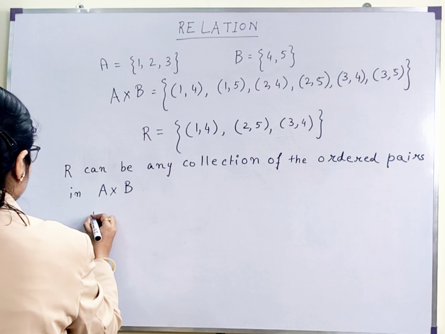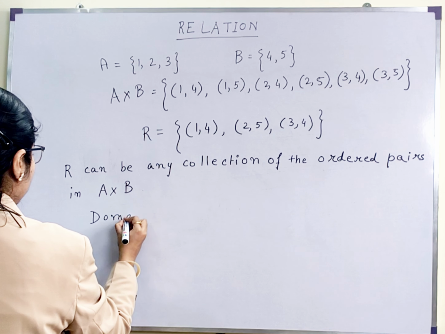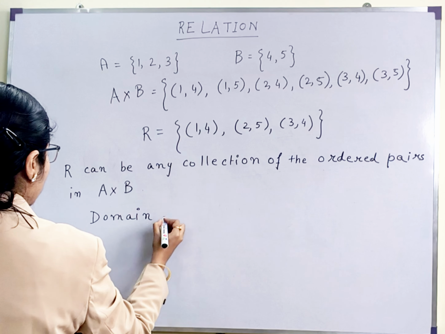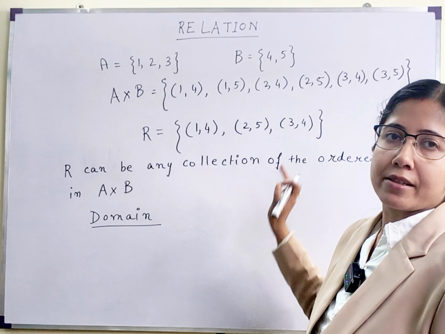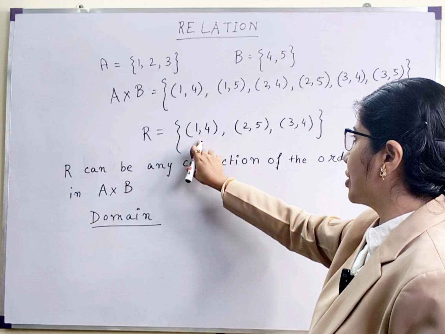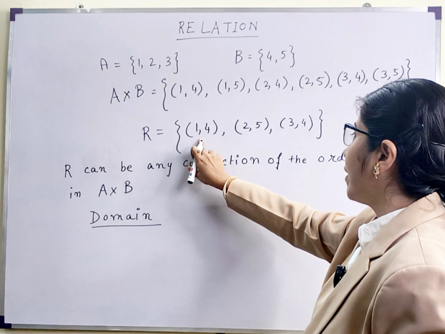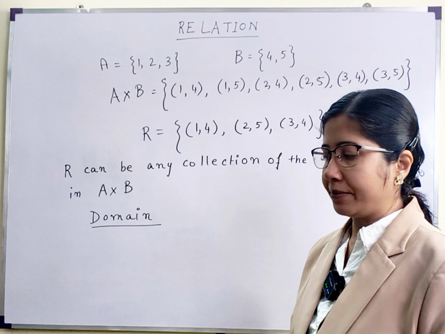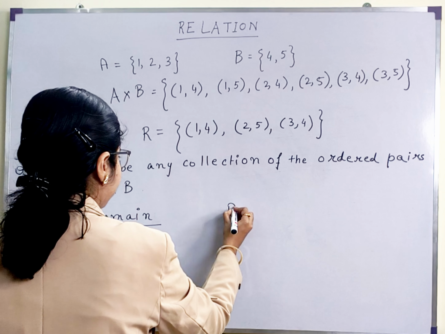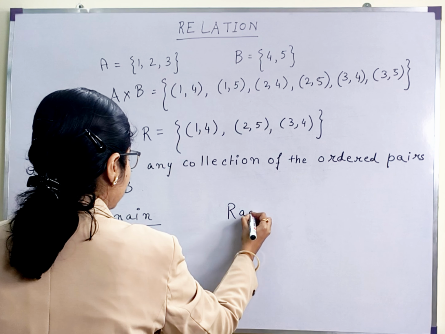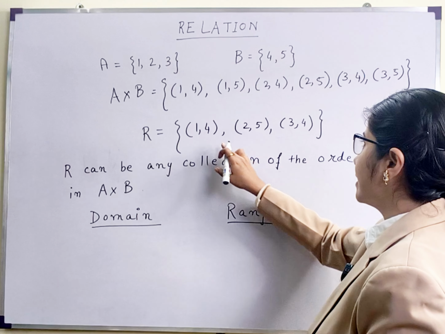Now what is the domain? Domain is the first element of the ordered pairs. In this relation, the first element of the ordered pairs is known as the domain. That means it is the set of all the inputs, you can say. And range is the second element of the ordered pairs. So that means it tells about the output.